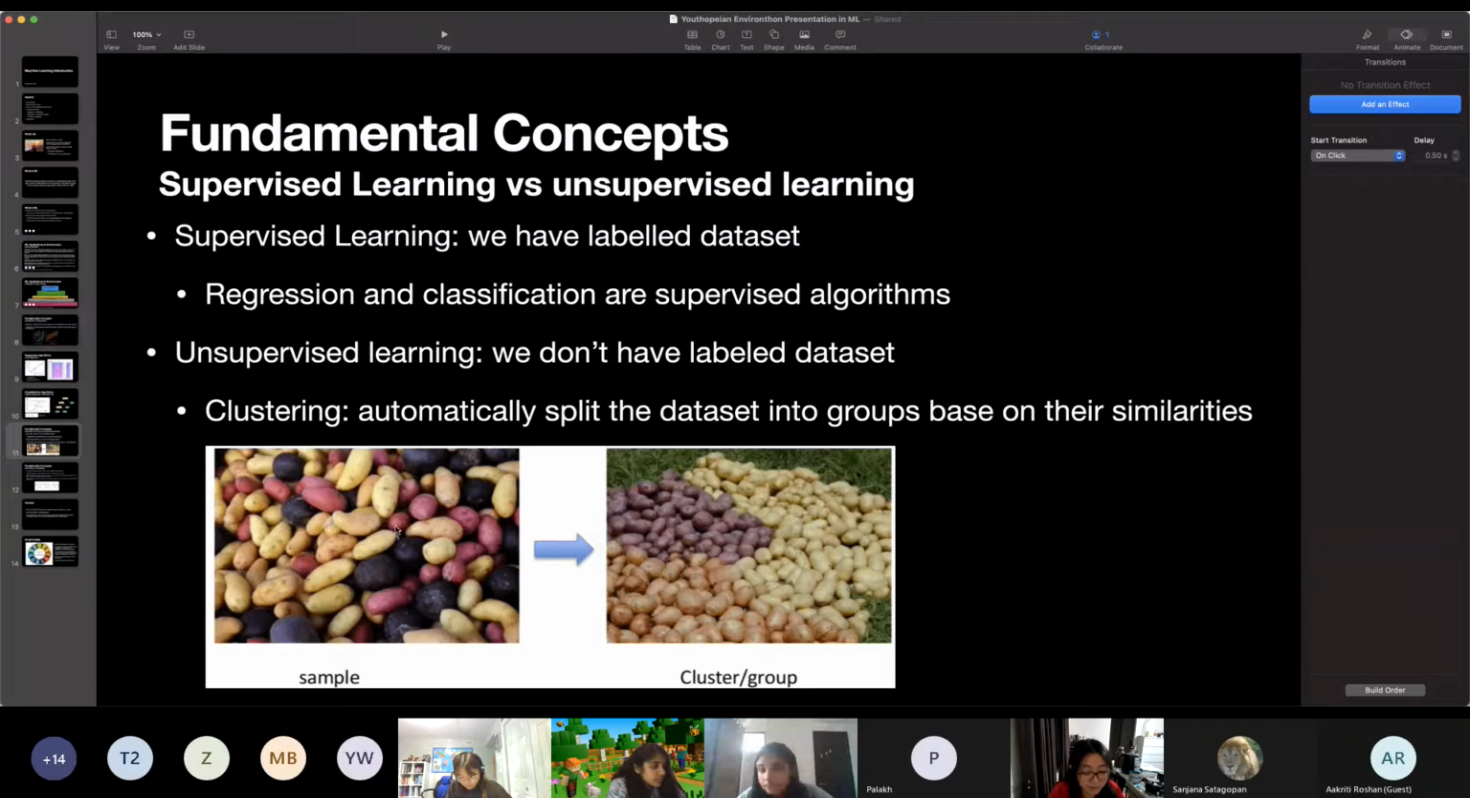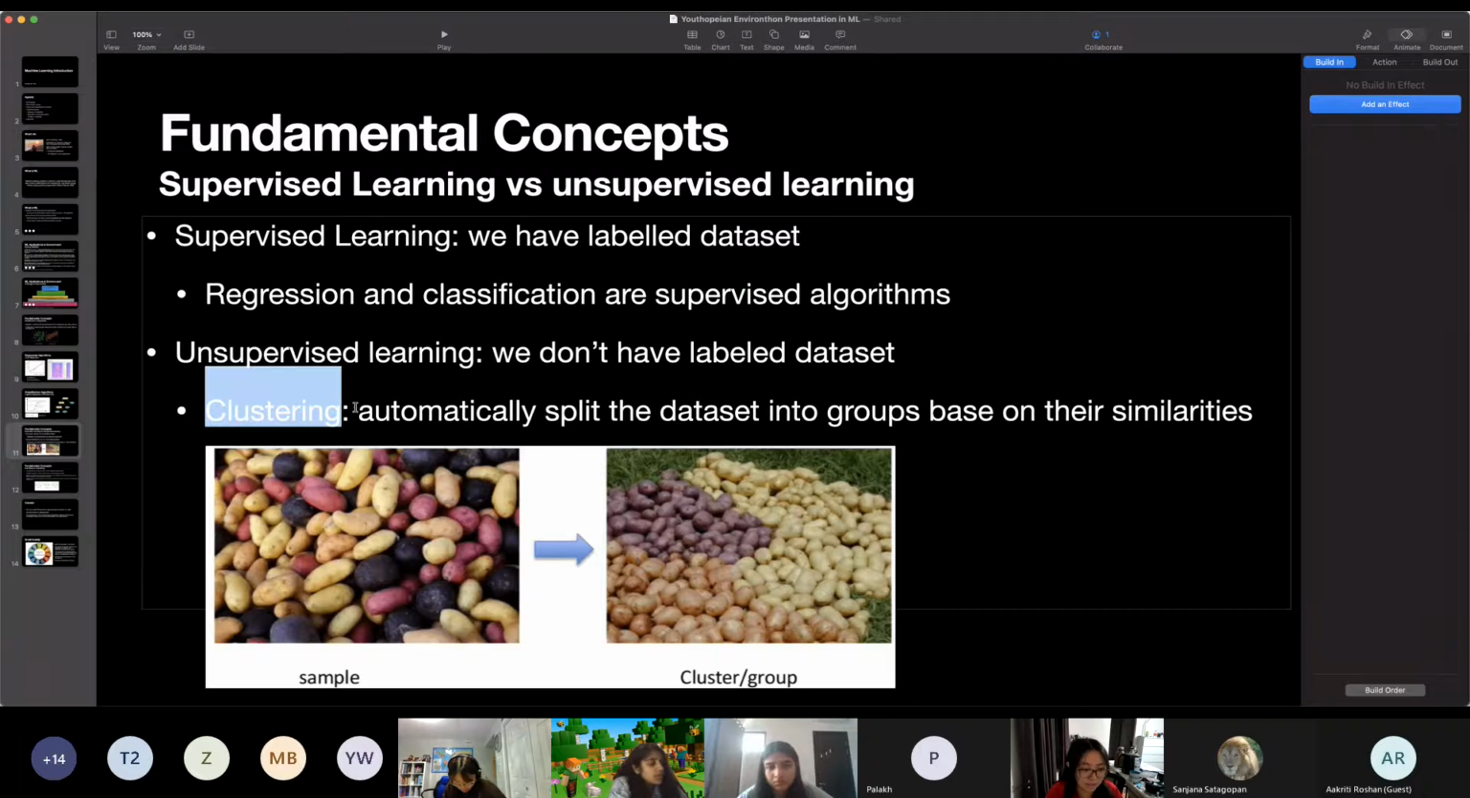You have some potatoes of different colors, and you don't know the output. You don't know what the color of each potato is, but you know they look different. So you don't know what they're called, but you can still group them together by their color and similarity. So this is an intuitive explanation of unsupervised learning.